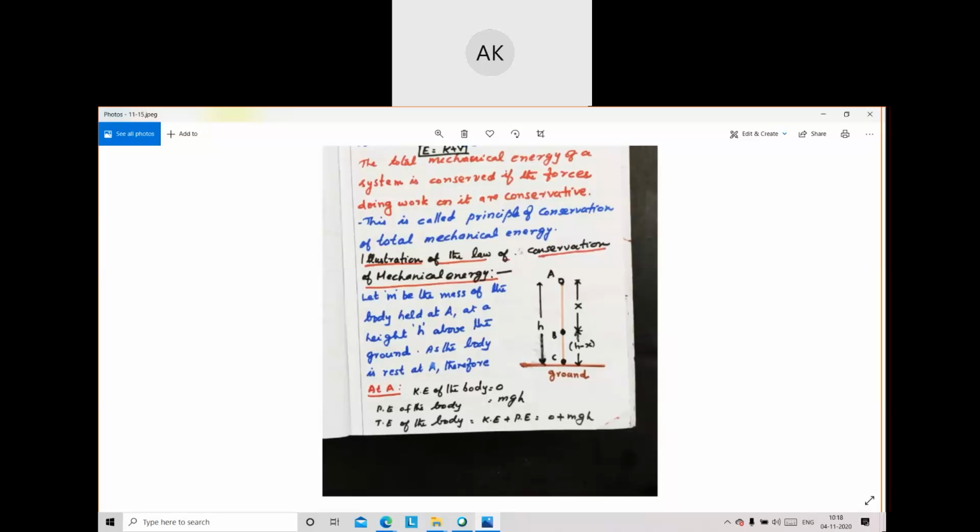How will you calculate the final velocity of the body when it is at B? Initially it is 0. The body is dropped. So the initial velocity is 0. Final velocity V, how will you calculate? Which formula will you use to calculate final velocity? Just now I showed you, when it is falling to a height h, which formula we used.